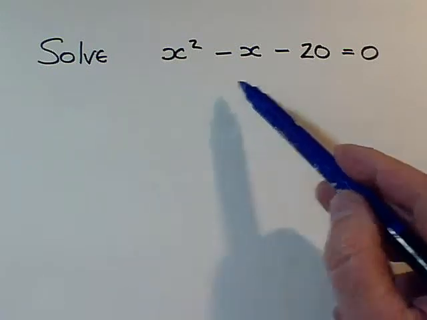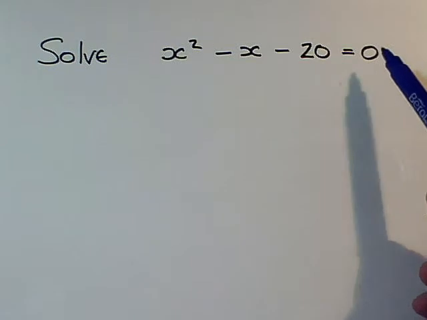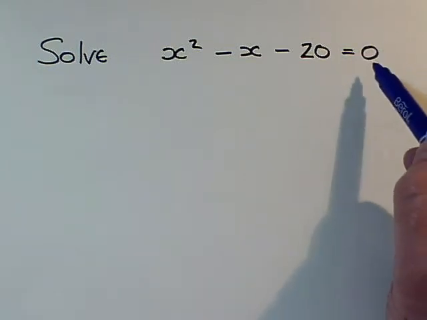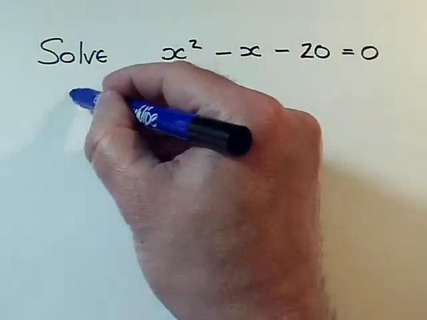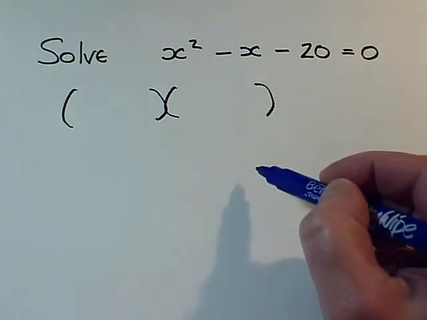Okay, we're solving this. It's called a quadratic equation. When we're solving quadratics, we always start by making sure we've got 0 on the right-hand side. Okay, the first thing to look at is, can I factorise my quadratic? Can I put it into two brackets? Okay, and in this case we can.